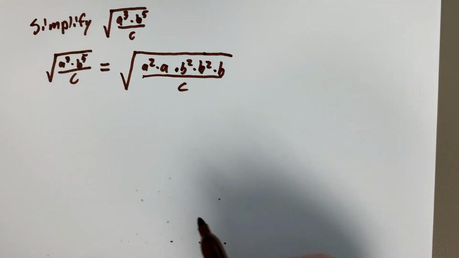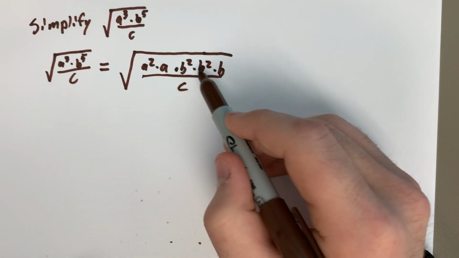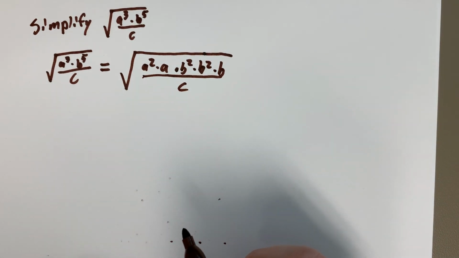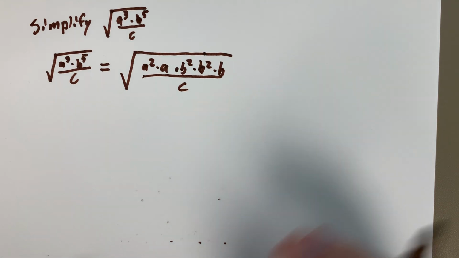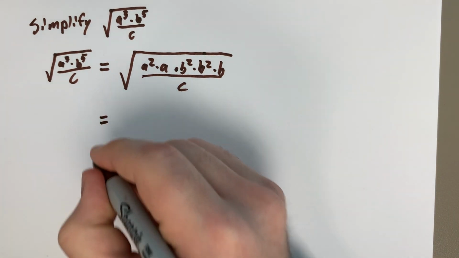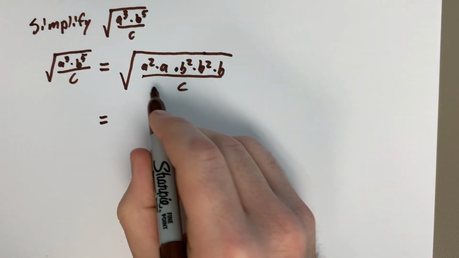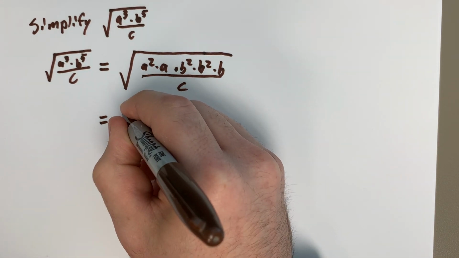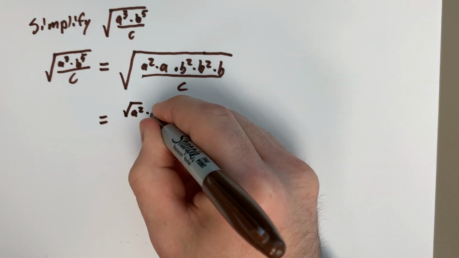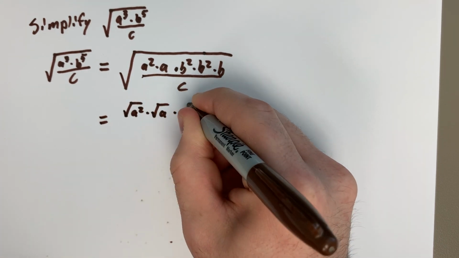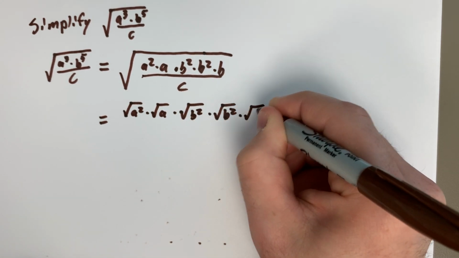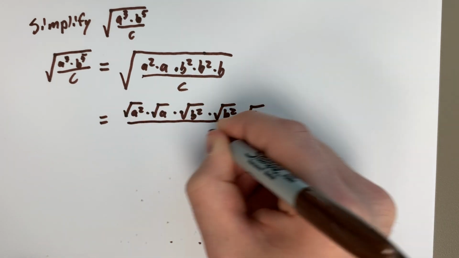So in this case, I have all this stuff broken up. I have powers of 2, which is exactly what I want. And now I want to use the quotient rule and the product rule for radical expressions at the same time. You can do it in 2 separate steps, but I'm going to do it in one because you guys have seen like 1,000 examples at this point. So, at least hopefully. So I'm going to use the quotient rule and product rule simultaneously. This gives me square root of a squared, square root of a, times the square root of b squared, times the square root of b squared, times the square root of b, all over the square root of c.